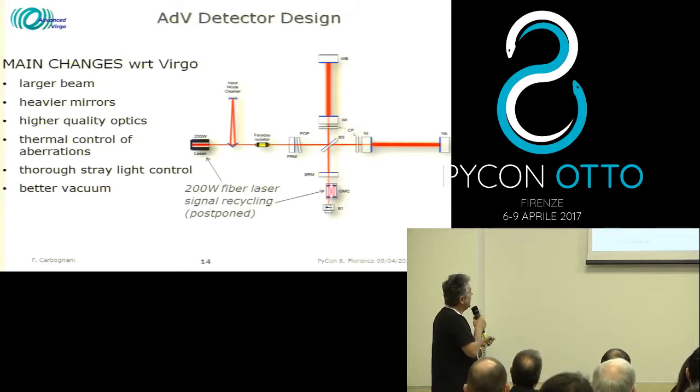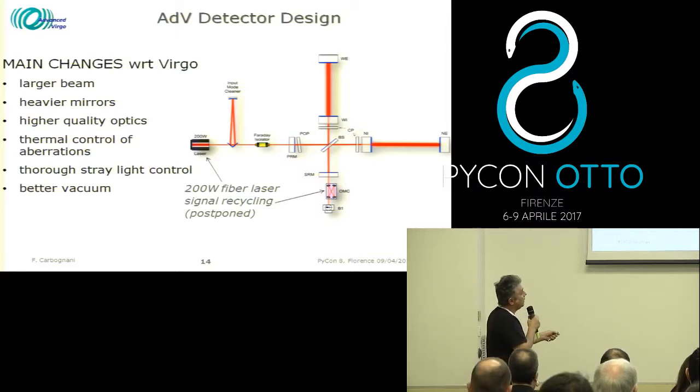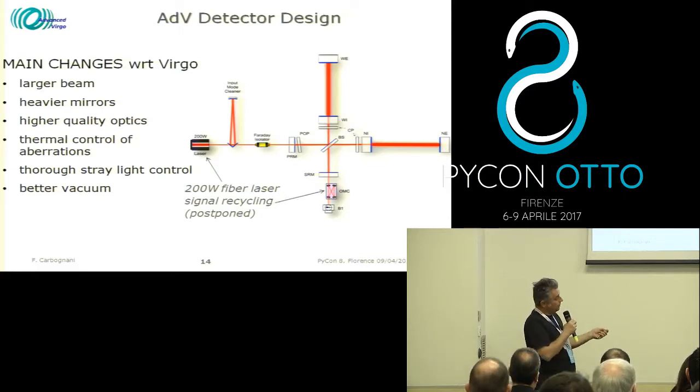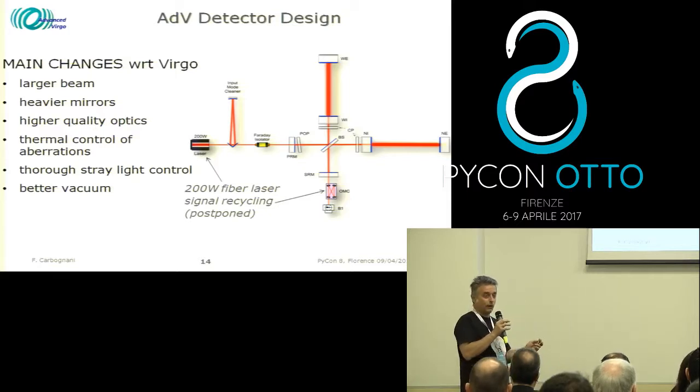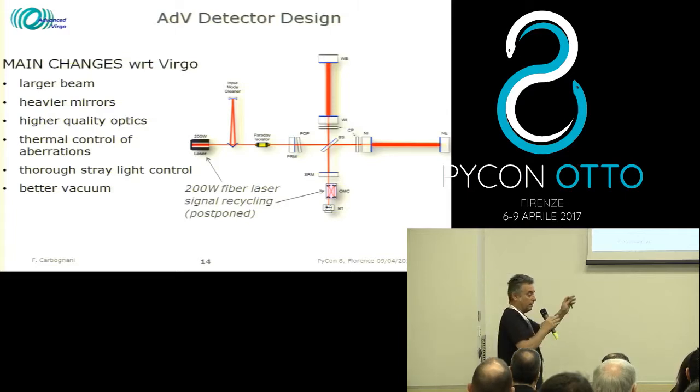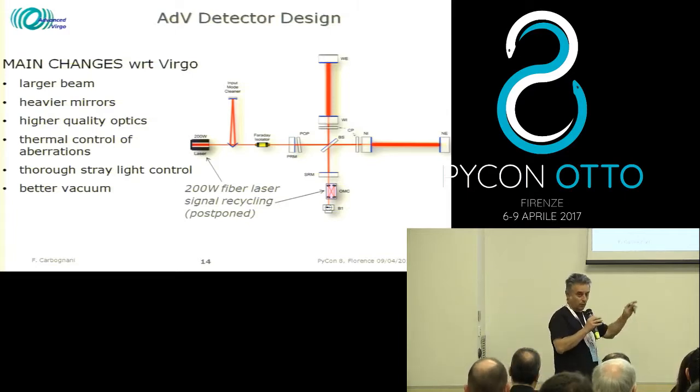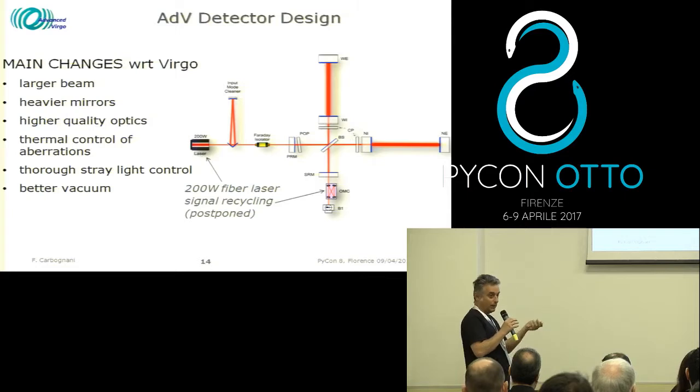We are introducing much more complex thermal control of aberration. The idea is that when a laser beam passes through those optics, the beam hits the optics and distorts them. So you need a way of reconstructing the shape you want for your optics, because it has been distorted by the heating.